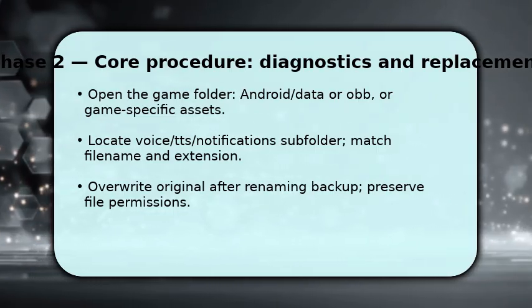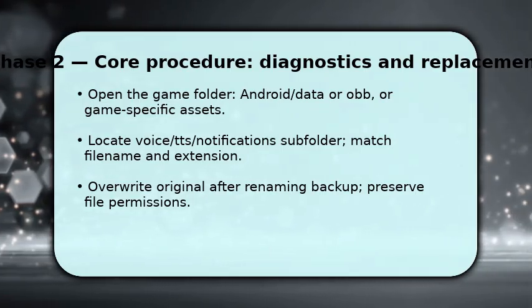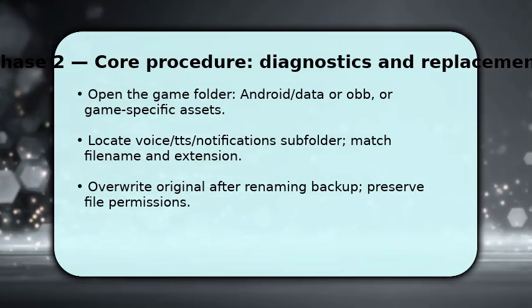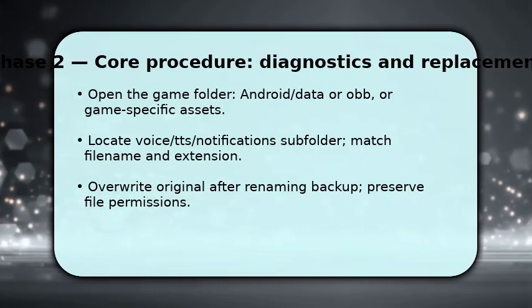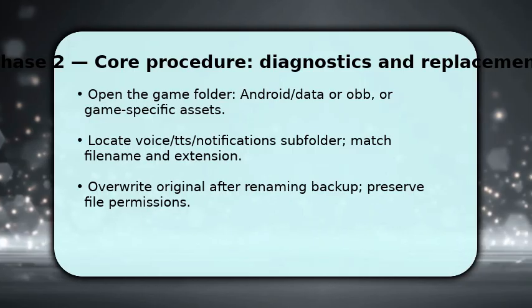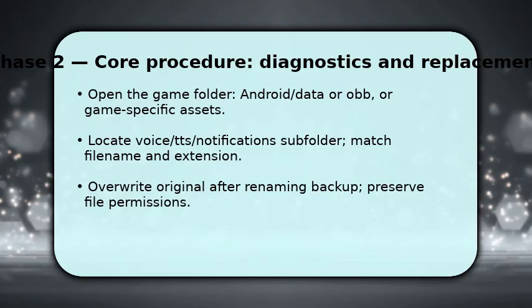Once located, move the original to a backup folder, then copy your replacement in its place. After copying, verify file permissions match the original so the game can read it. Incorrect permissions will prevent loading. If the app is running, force stop it before continuing to ensure changes take effect.